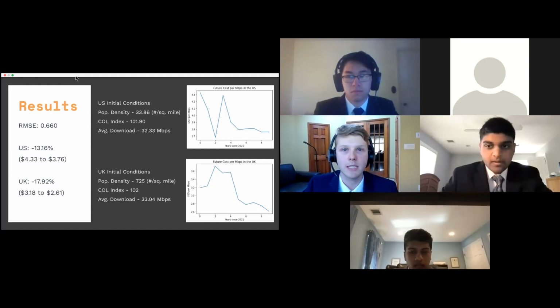This result is consistent with our expectation that improvements in infrastructure and technology will decrease cost. Our model also gives a lower estimate for internet cost in the UK, which is consistent with the correlation between higher population density and lower cost.